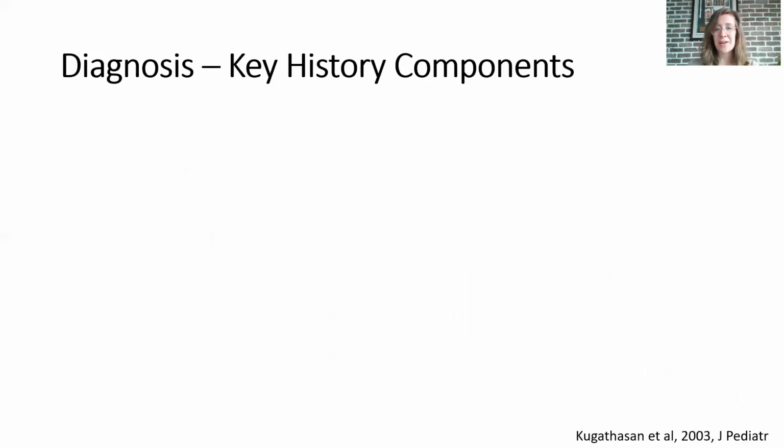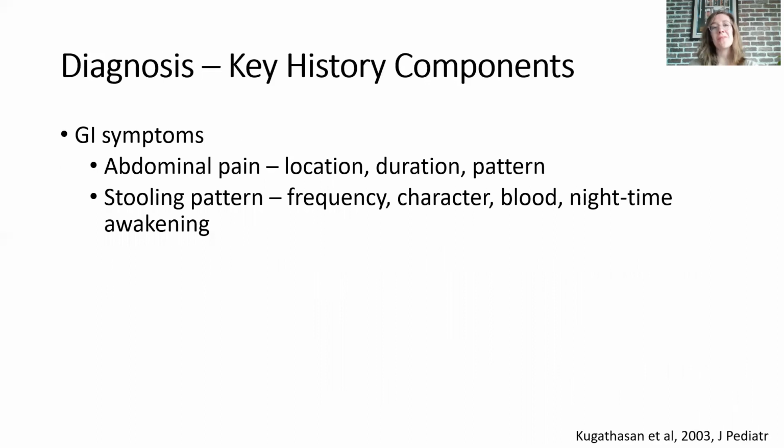So let's get into diagnosis. First, you got to take a great history, and that begins with GI symptoms. When you talk about abdominal pain, you want to know about the location, the duration of pain, and the pattern. What makes it worse? What makes it better? We always want to know a really good stooling history, and so we want to know how often patients are having bowel movements, what they're like. Are they loose? Are they formed? If they have any blood with them, and if they're waking up at night to have bowel movements.